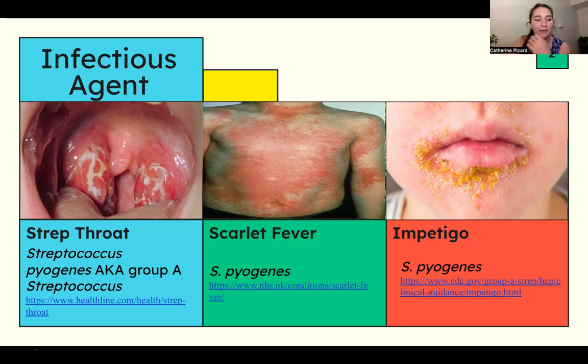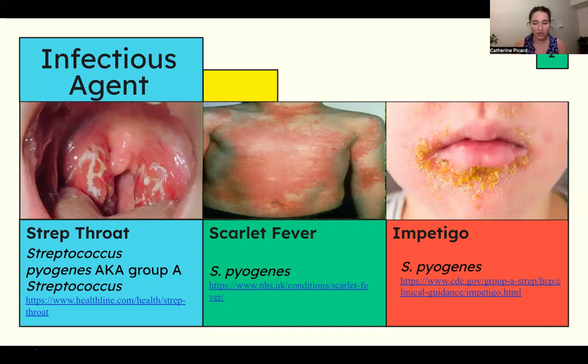Okay. Streptococcus pyogenes is going to be our infectious agent, also known as group A streptococcus. So this infectious agent is associated with three diseases known as strep throat, scarlet fever, and impetigo. I'm going to go a little bit in detail with these diseases, but not crazy because it's obviously not my main focus. So, strep throat, obviously, sore throat.